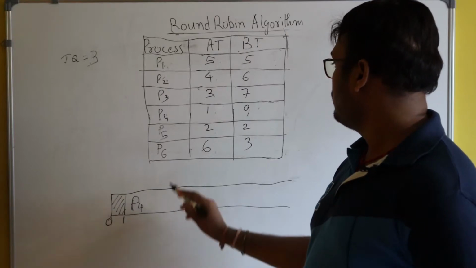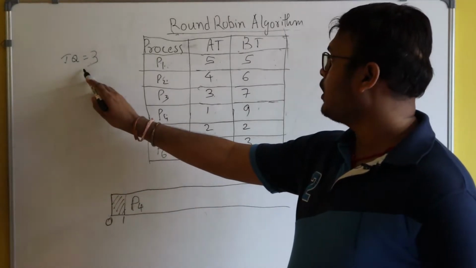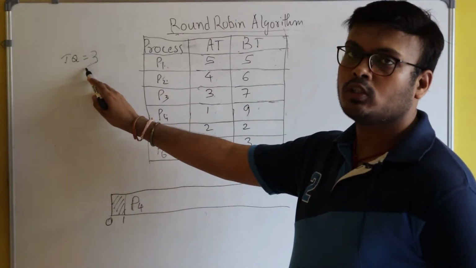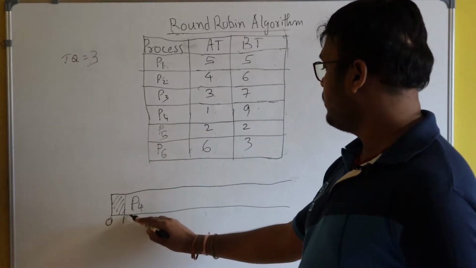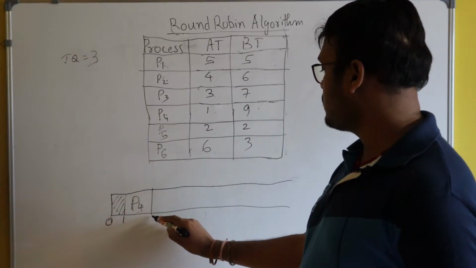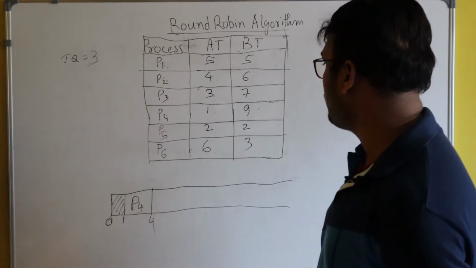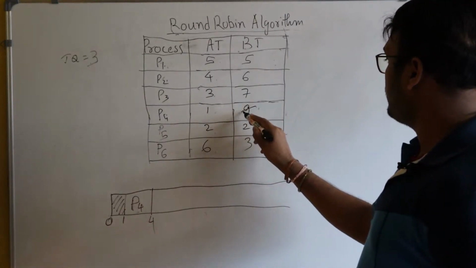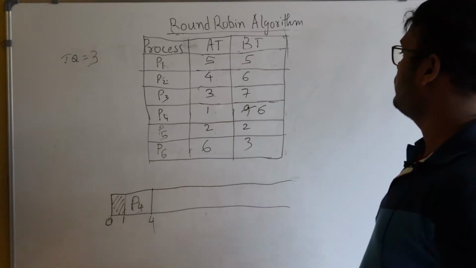P4. So P4 will run for how many seconds? 3 seconds, because time quantum is 3. So P4 will run for 3 seconds. So 1 plus 3 is equal to 4. How many seconds left for P4? 9 minus 3, 6 seconds left.